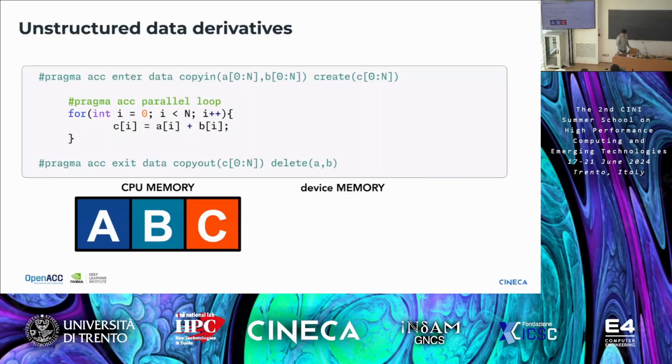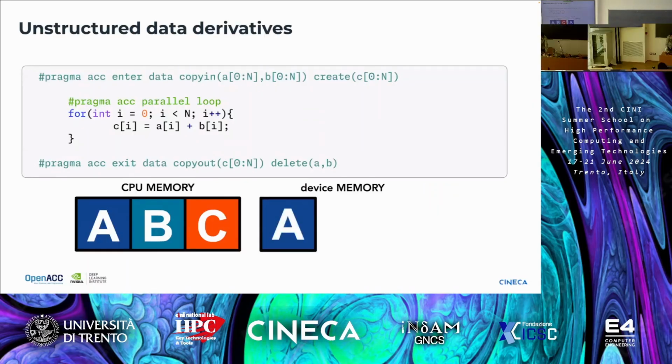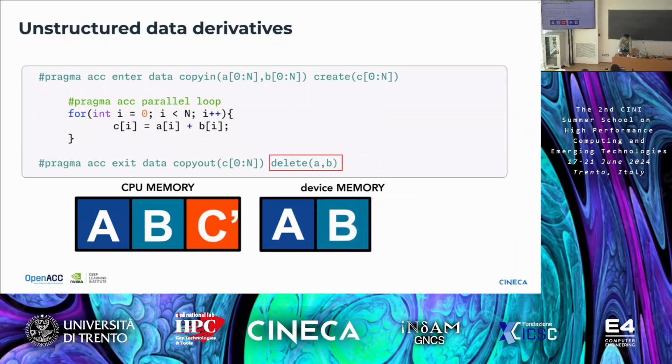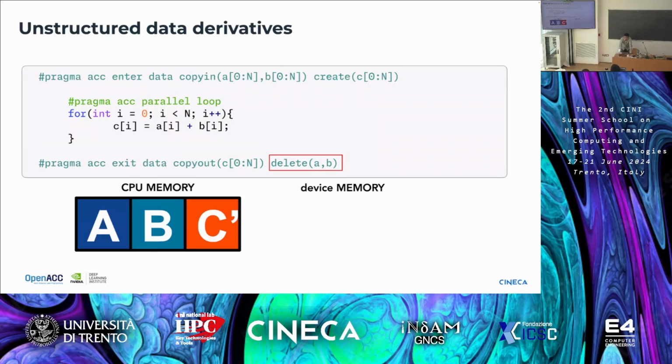So what's going on in this subroutine? Look, copy in: I create, let's say, allocate A on device memory. Then I did B. I delete A and B because I don't need them, so I free the memory on the device, and I copy out only C. That's what the compiler is doing.